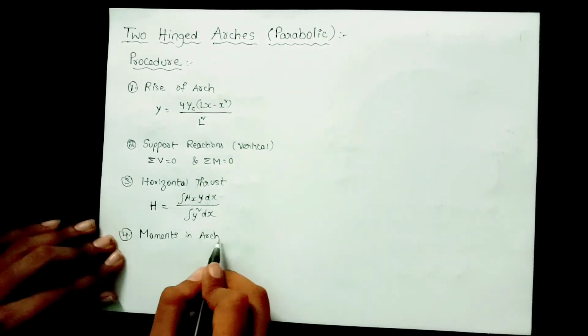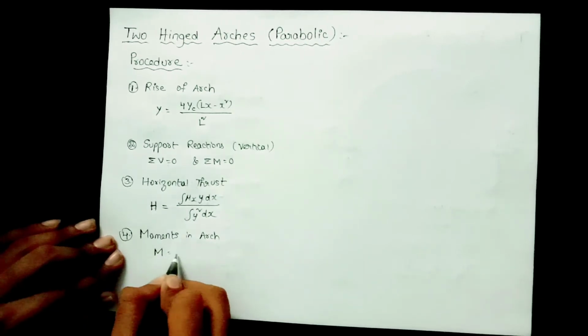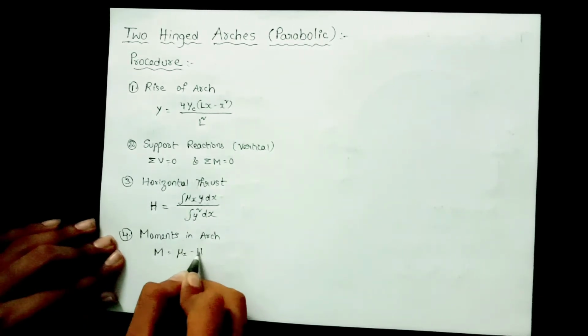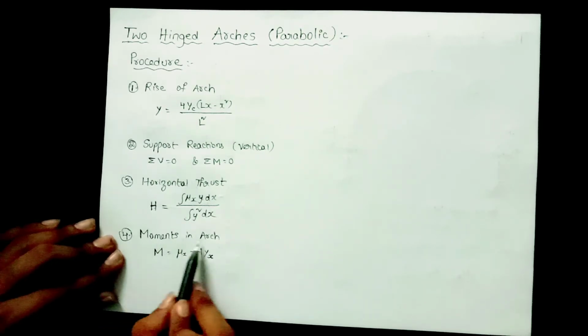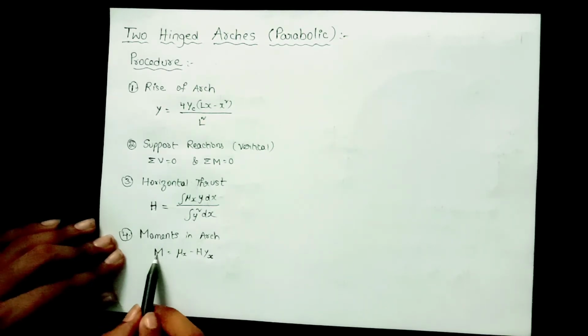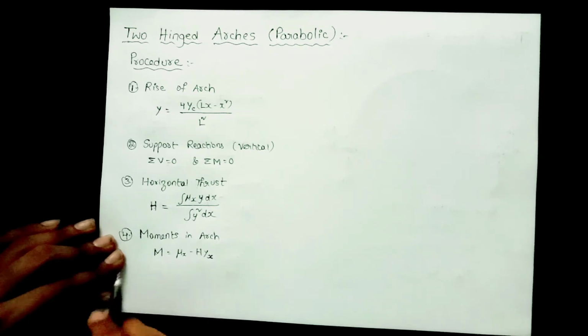Okay, in the moments in the arch, the formula is M equal to Mu x minus H yx. In this step we will calculate the moments in the arch. M is the final moment which we are required to calculate, and Mu x is the beam moment.